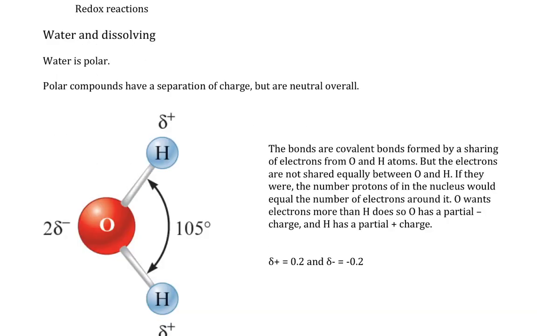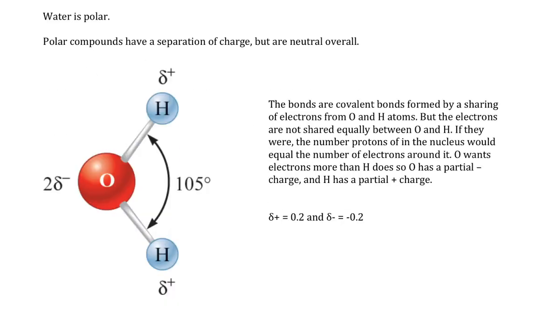Water is polar. Polar compounds have a separation of charge, but are neutral overall. This diagram here shows a model of water. It shows the shape of water. You know water is H2O, so there's two H's, one O. It's a bent shape. We have oxygen with hydrogen coming off in a bent shape.